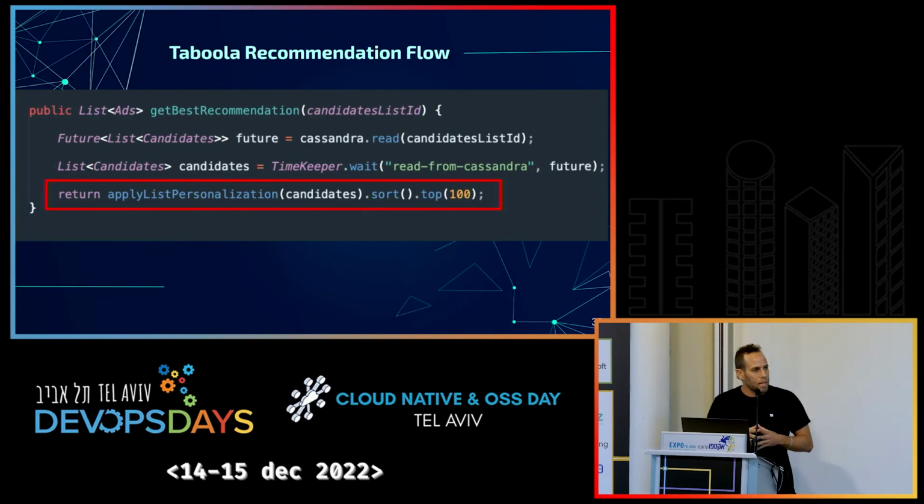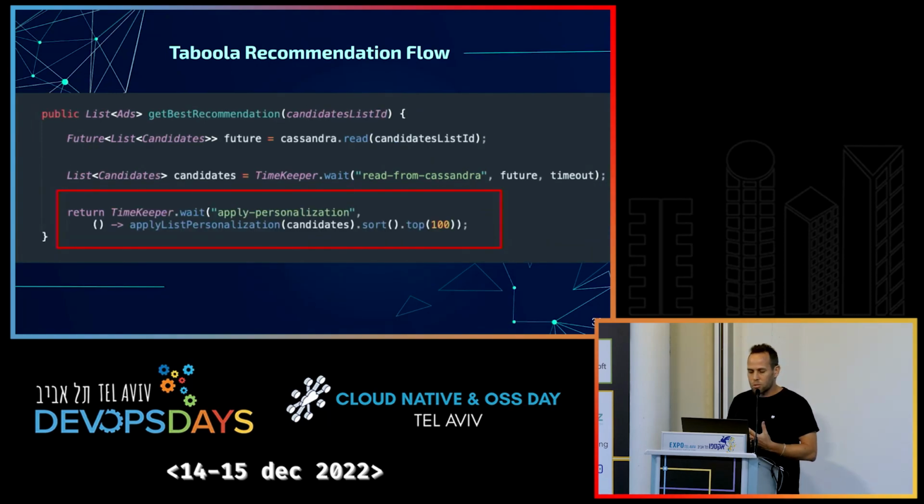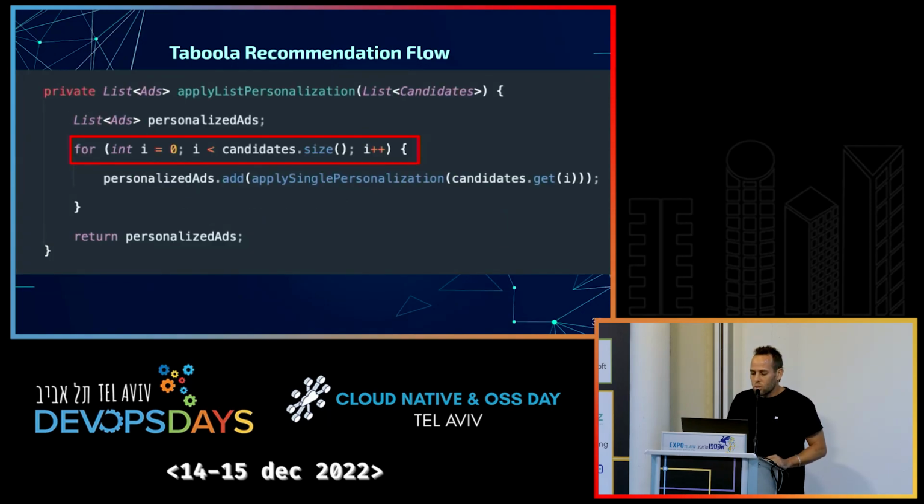So we look now at the apply personalization part. The first thing we can do is just wrap it using the timekeeper, as we already did when reading from Cassandra. But we already understand by now that this will make more timeouts if there's an issue, and timeouts are not effective in reducing load. So looking inside the apply personalization, what you can see is that we are iterating over all the candidate leads, applying personalization for each one of them.